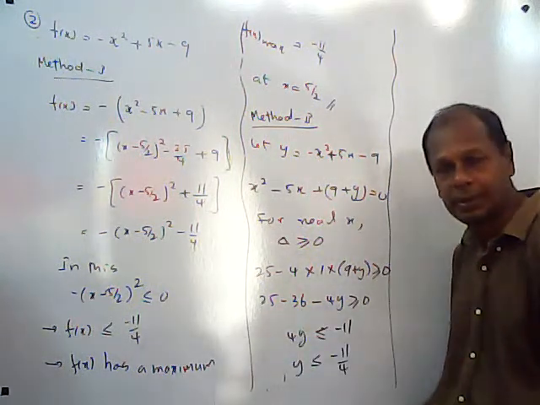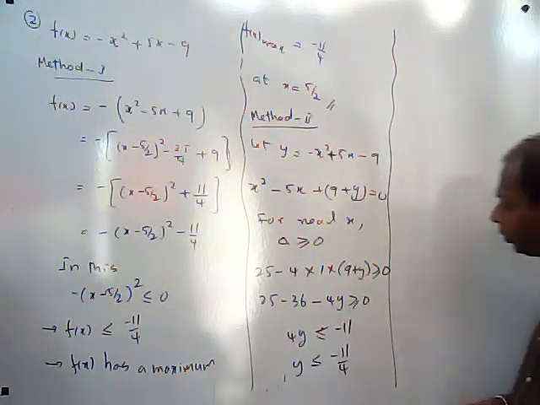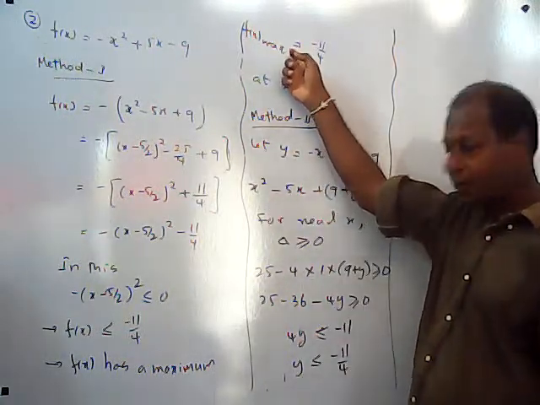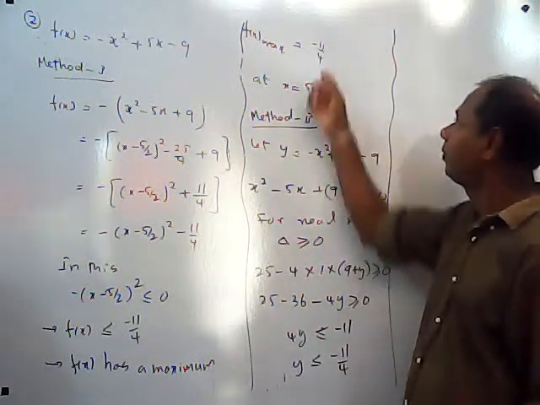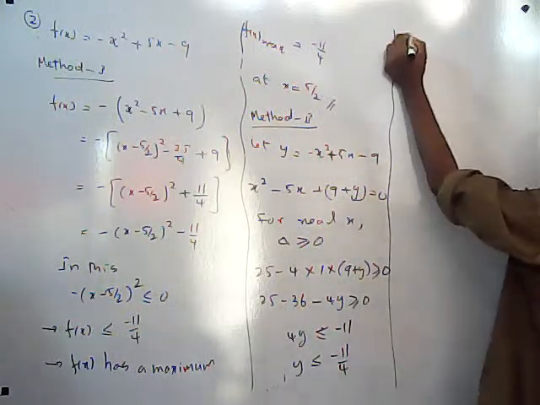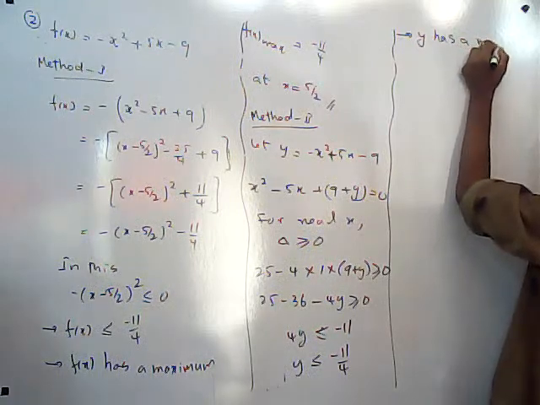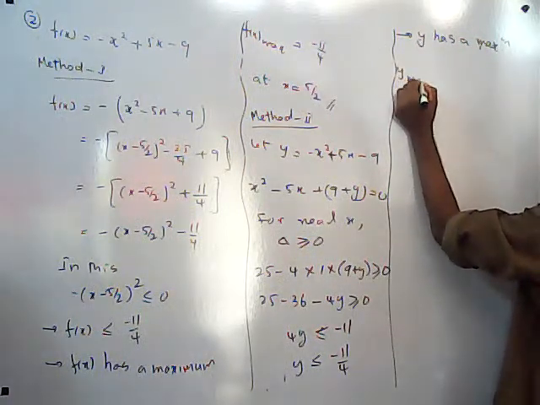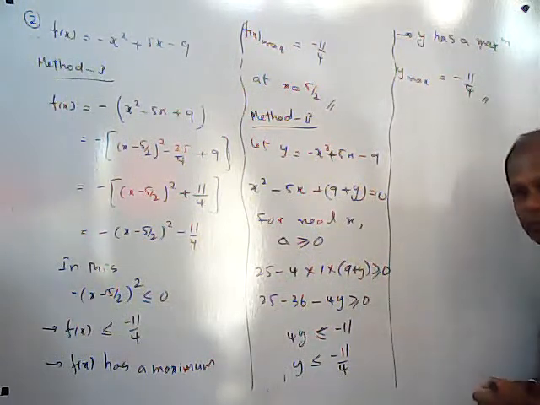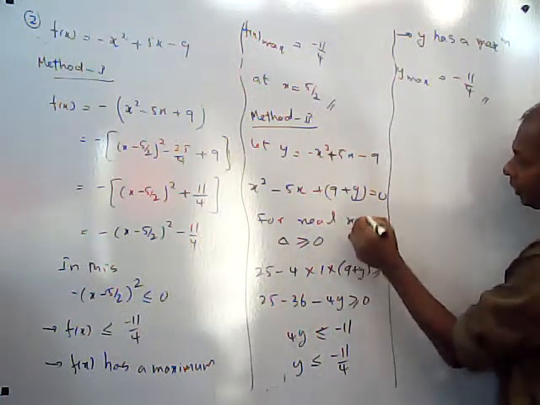Exactly the same result as before. So from this you can give the same explanation. y has a maximum, and the maximum value is minus 11 over 4. So that implies y has a maximum, so y max is minus 11 over 4. Now we need to find x for which y is maximum. It's from this quadratic equation.